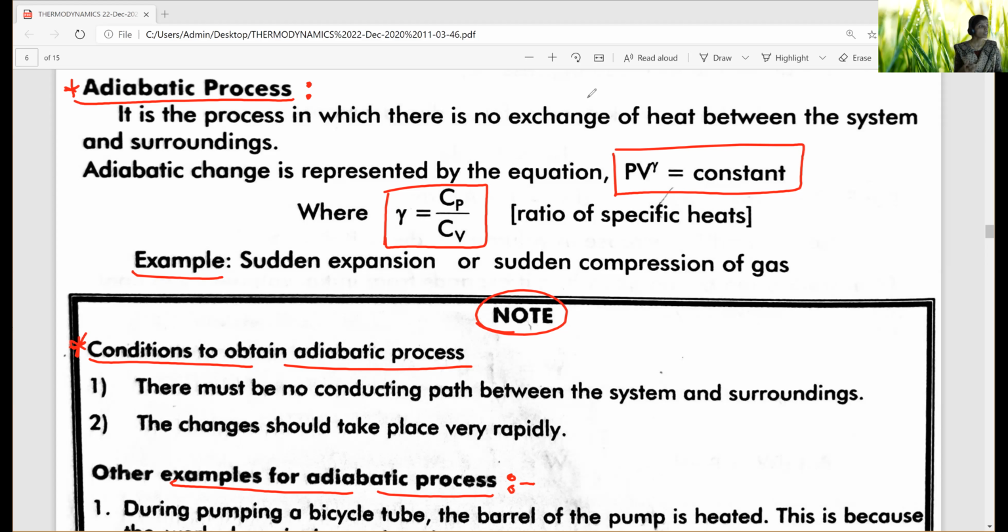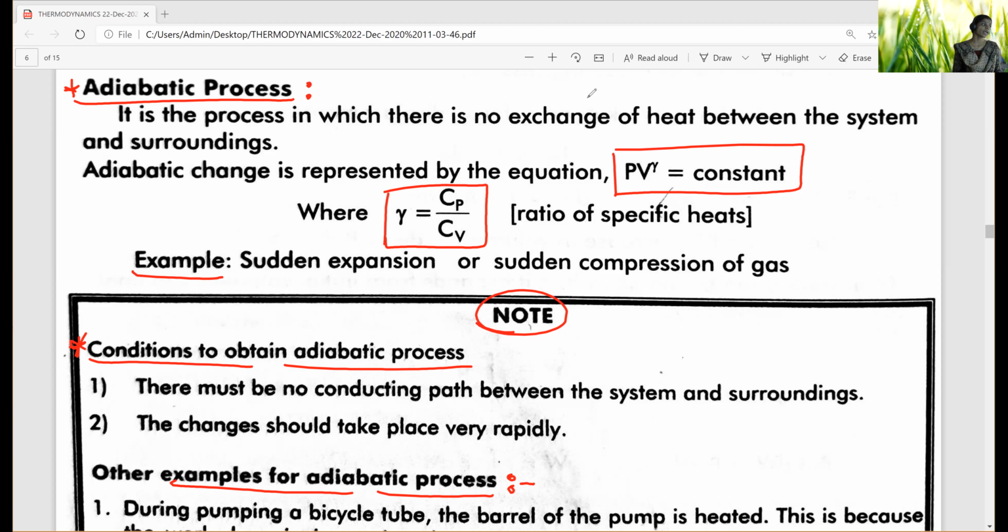And what are the conditions to obtain adiabatic process? First condition, there must be no conducting path between system and surrounding material. Second, change should take place very rapidly. Isothermal process is a slow process, but adiabatic process takes place very fast, that means rapidly.